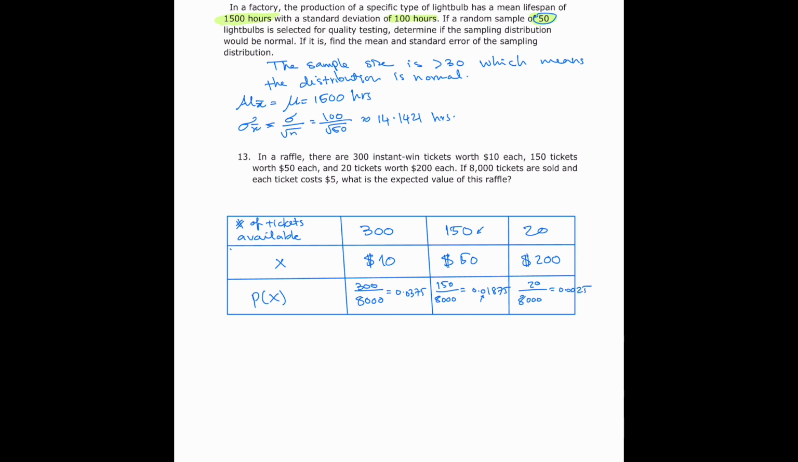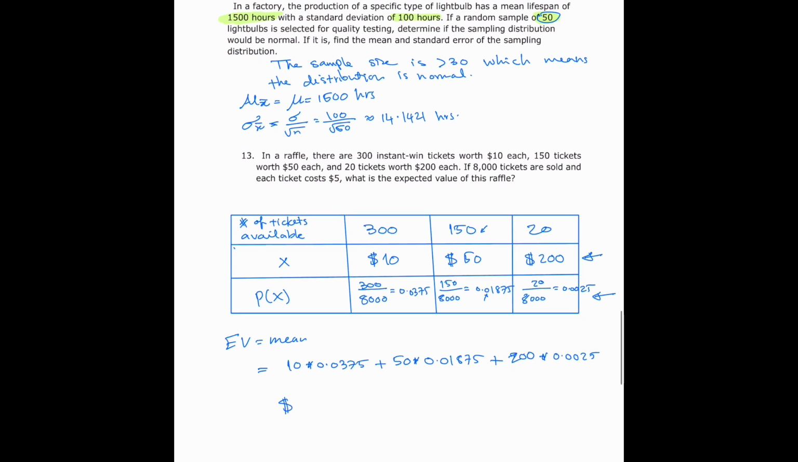Now the expected value, we know that the expected value is the mean, which you can use SUMPRODUCT for, but I'm going to do it manually. So I'm going to say it is each x times the probability of that x. So 10 times the probability of 10 plus 50 times the probability of 50 plus 200 times the probability of 200. So basically I'm multiplying this row by that row, corresponding numbers, and then adding everything together.